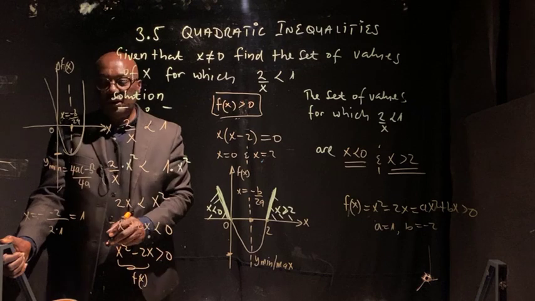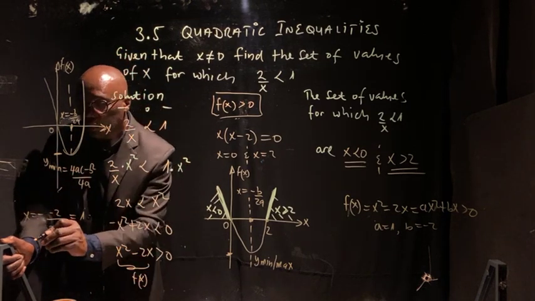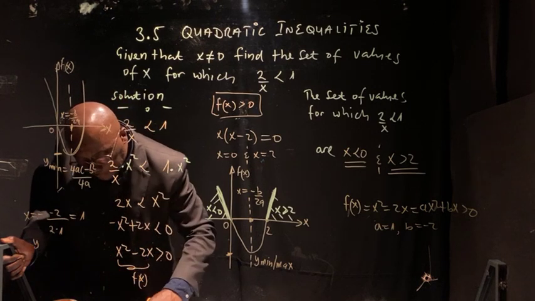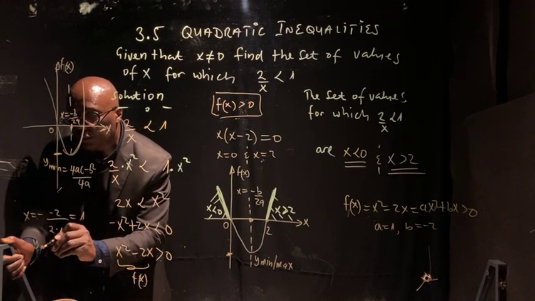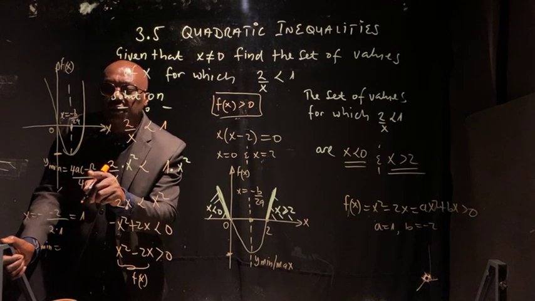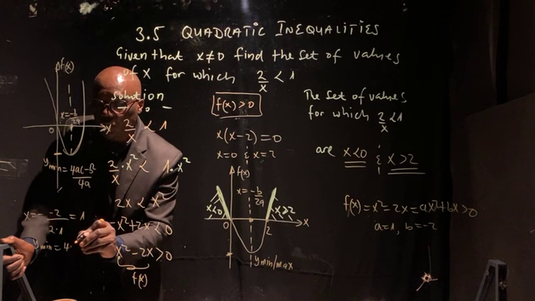Now, what about the y minimum? Let me see whether you can see it. The y minimum is 4ac minus b squared over 4a. 4 times 1.